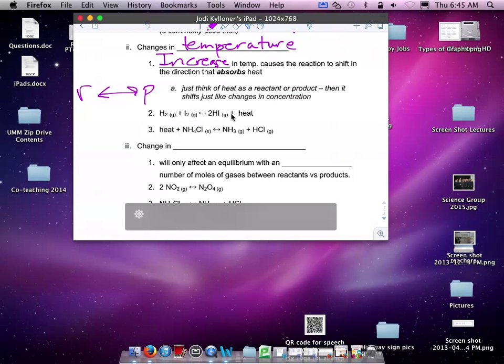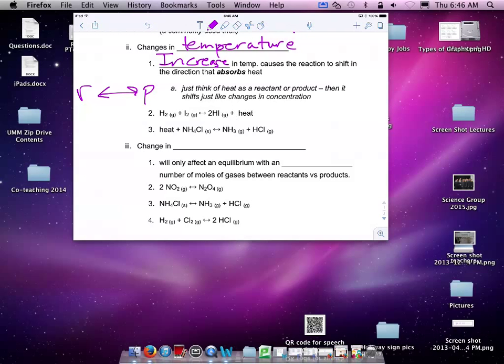For example, think of this one. So imagine these are my reactants, these are my products, this side is already hot. So if I increase the temperature, this side that's already hot is now even hotter than it was before. So there's too much heat. So it shifts back to the reactant side to cool itself down and get back to being balanced. So that's the idea. Just think of it as reactant or product. Whichever side there's too much of, it goes away from that. Whichever side there's not enough of, it shifts towards that.